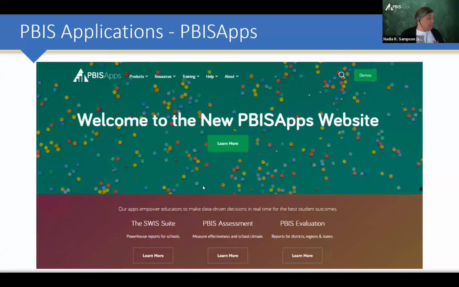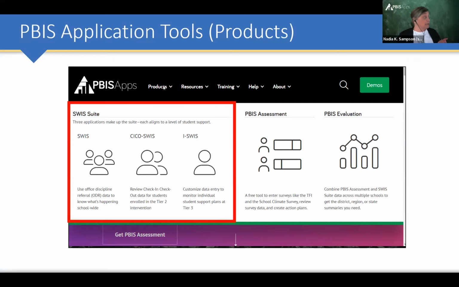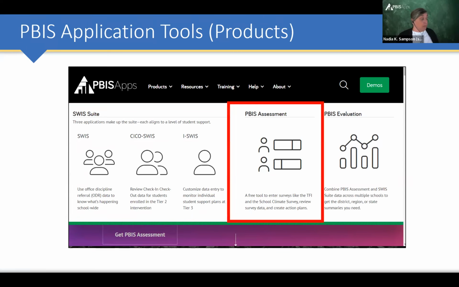Okay, so PBIS Applications, if you're looking to see which products we have, I think it's so weird to call them products. That came about when we got a marketing communication team. I just don't think of them as products, but that is what they are. If you go to our website, pbisapps.org, you can learn more about each one by clicking on the products tab, and then clicking on any one of these will give you an overview of each instrument and what it does. So it's just another way to get more information about them.